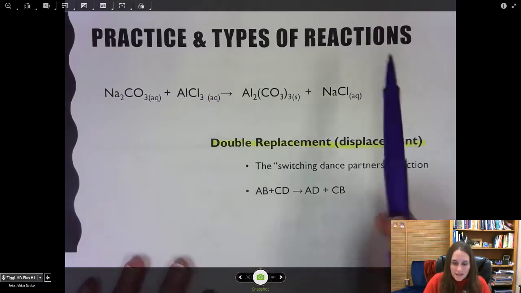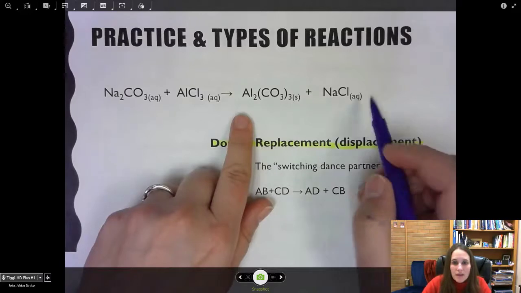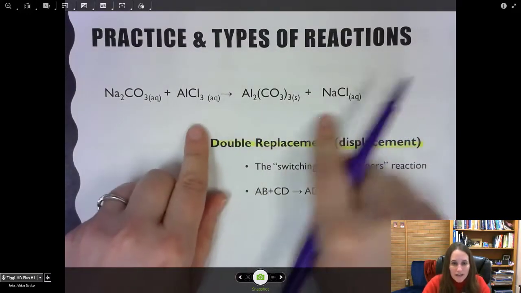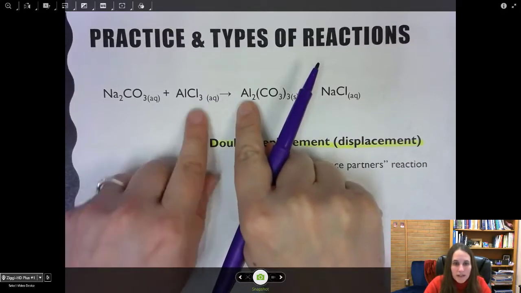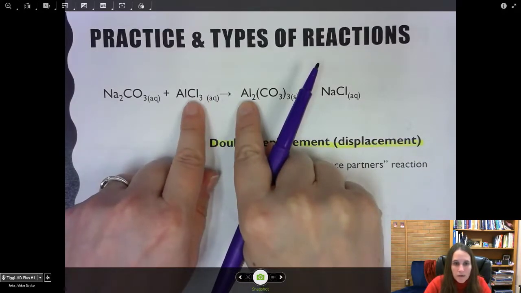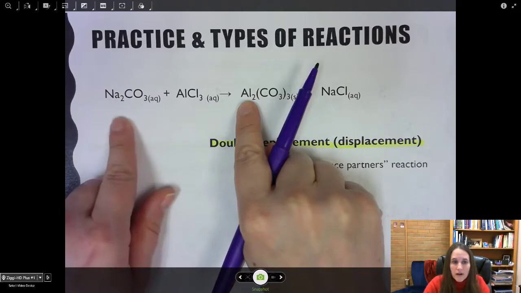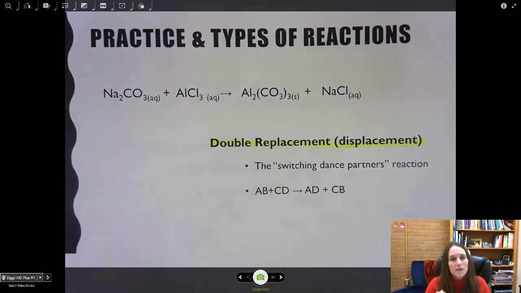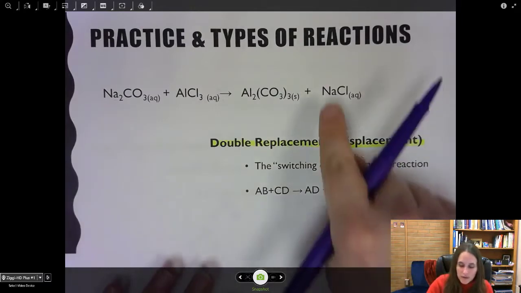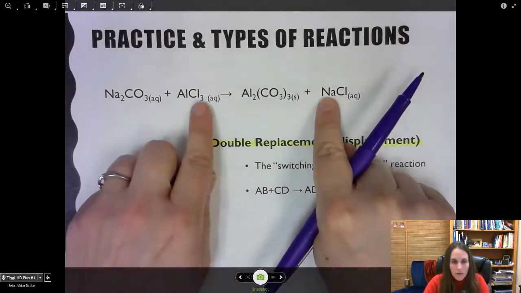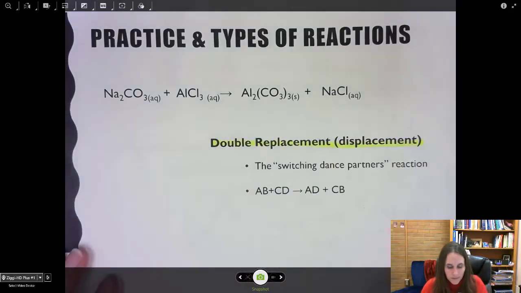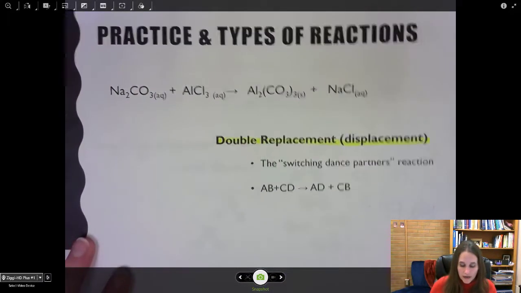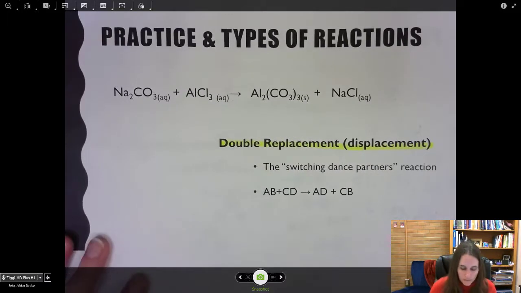But on the product side of the reaction, they've exchanged who they're dancing with. So instead of aluminum being with the negative chloride ion, it's with the negative carbonate. It's still an ionic compound, still a positive attracted to a negative, but it's switched dance partners. And our sodium is now dancing with our chlorine for this double displacement reaction. We're going to talk more about these in the future because they can be potentially pretty cool.